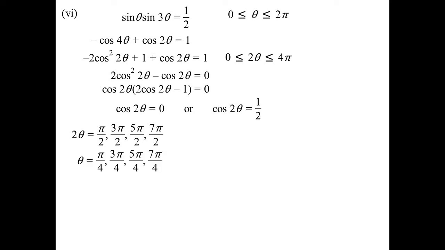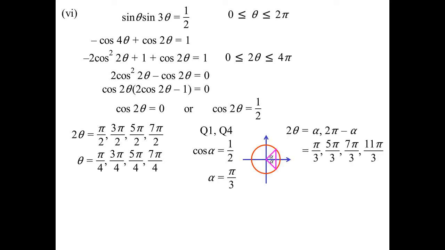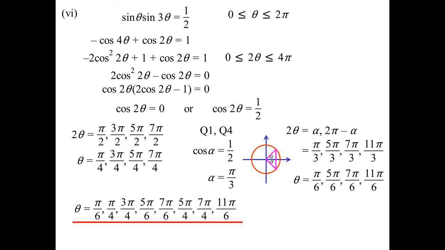Now let's do cos 2 theta as a half. We're in quadrants 1 and 4. The acute angle is pi on 3. And again, going around twice, that's 2 theta. Divide by 2. Now let's put all of these answers down. Whew. I like to put them in order. So there you go, pi on 6, pi on 4, 3 pi on 4, and so on. Quite a lot of answers for that particular question.